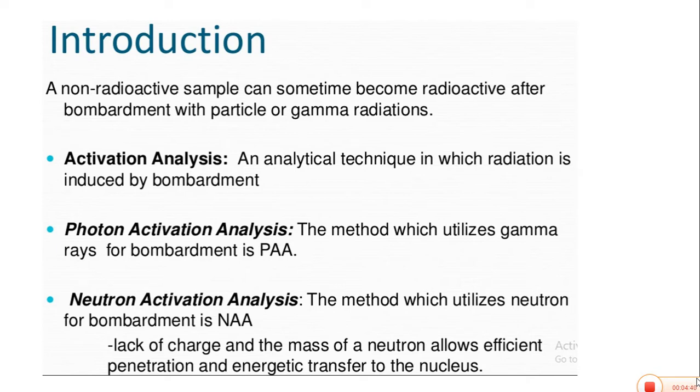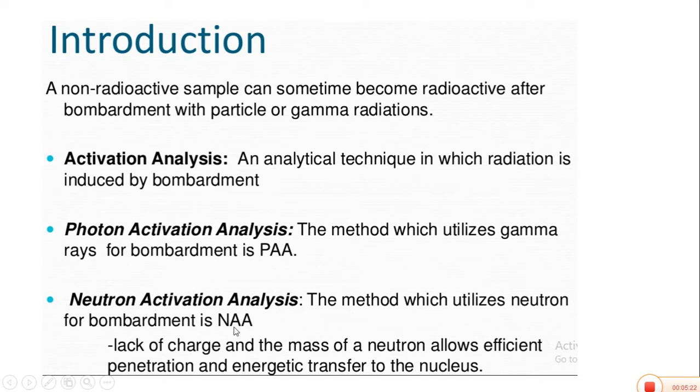So there are two kinds of activation analysis. One is photon activation analysis, and the other is neutron activation analysis. In photon activation analysis, gamma radiation is used for the bombardment over the target material. This gamma radiation only has the ability to transfer the energy and nothing else. So in this regard it is less important, but in neutron activation analysis, one is going to bombard neutrons over the target material.